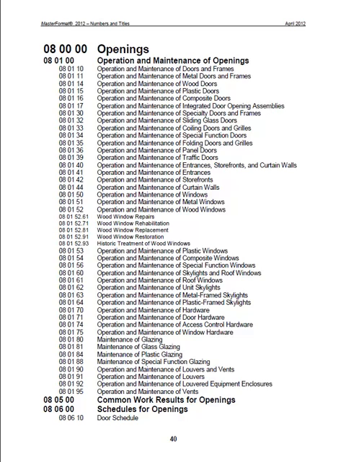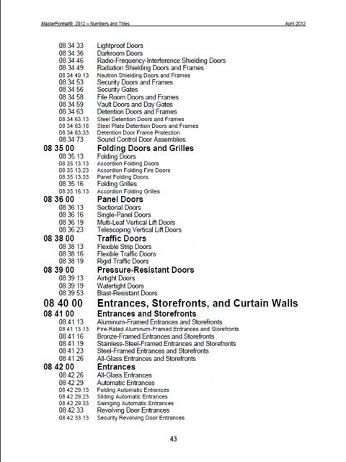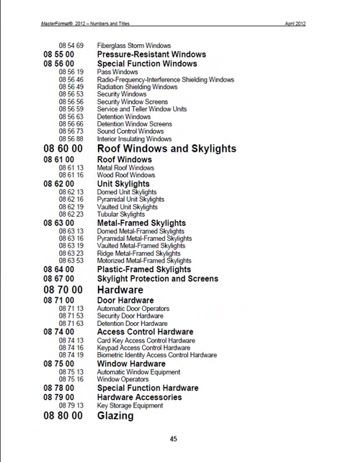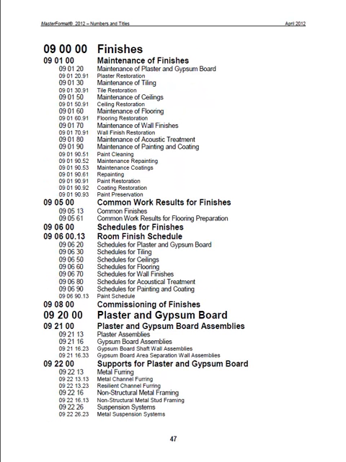Division 8 is openings. This again is doors and windows. I'll just flip through these. There's quite a few pages in here, all the different types of doors and windows and skylights and glazing materials that are available.